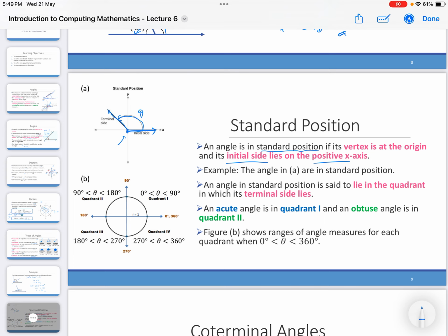And then normally we know if we go counterclockwise, the angle will be positive, and if you go clockwise, the angle will be negative.